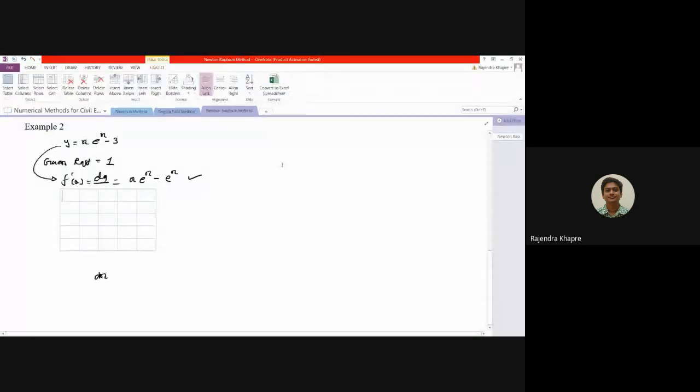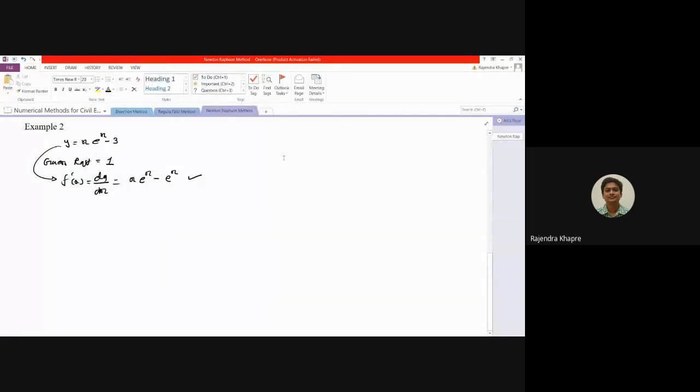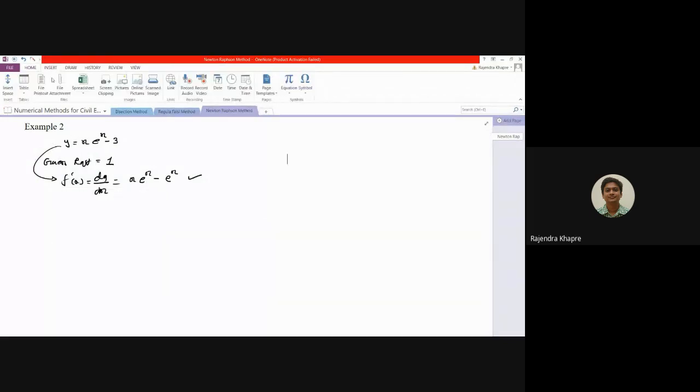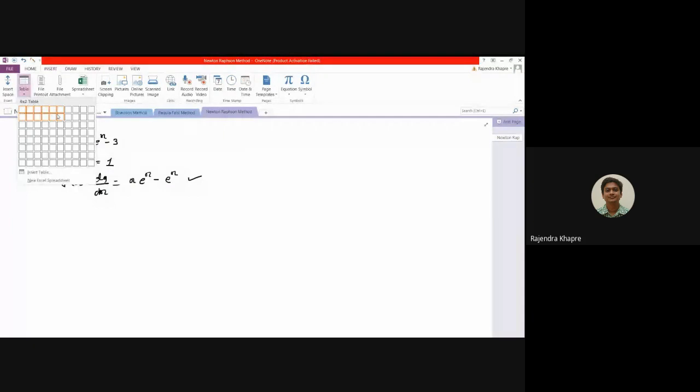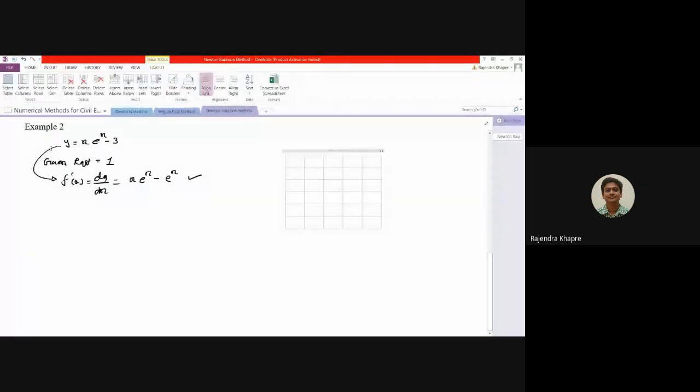So let me add some tables over here. Okay, so let me add a table over here. Say I need 5 columns. Let us say this is x0, this is y0, and this is f dash of x. And then you can have x1 and you can have y1. I'm starting with the guess root as 1.